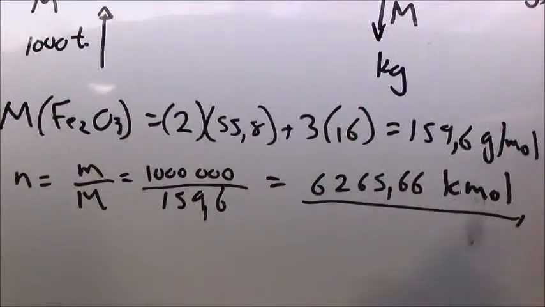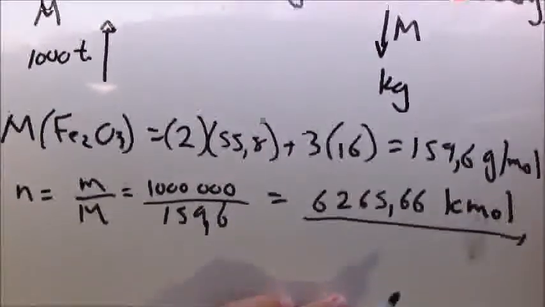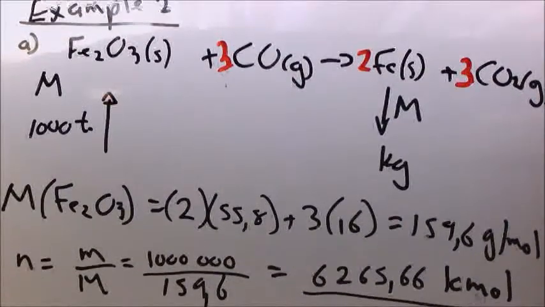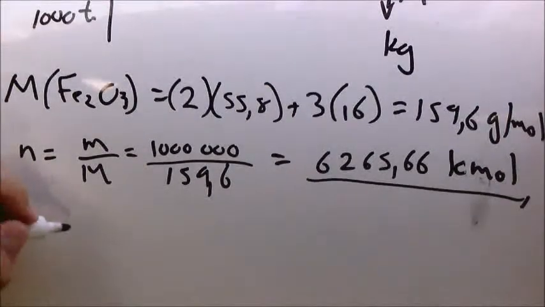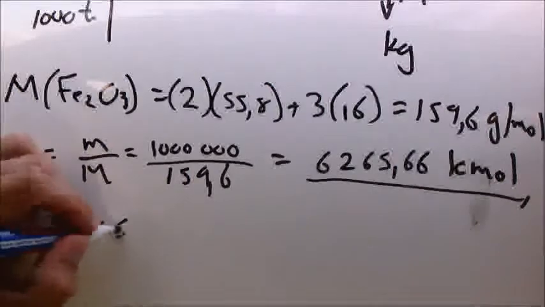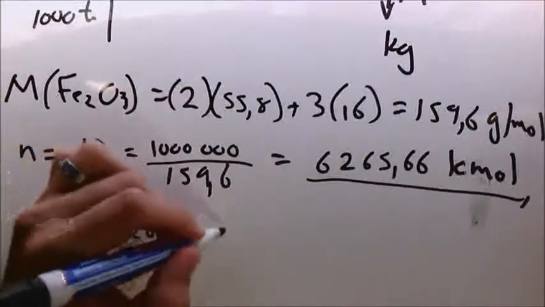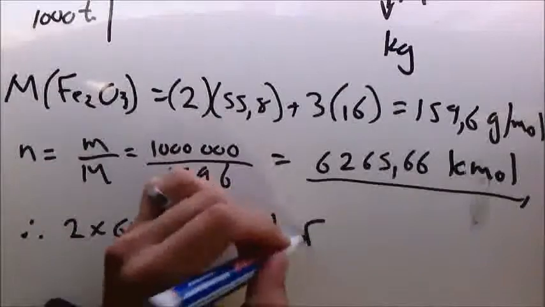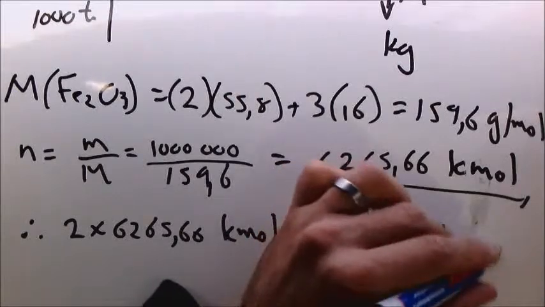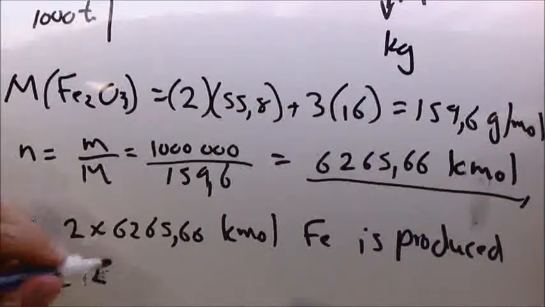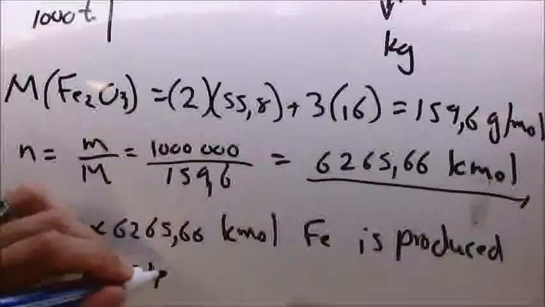We want to know how much mass of iron is produced. So this means 6,265 kilomoles of iron oxide will produce double the amount of moles of iron. So we are going to times by 2. Then you can say therefore 2 times 6,265.66 kilomoles of iron is produced, which is 12,531.3.